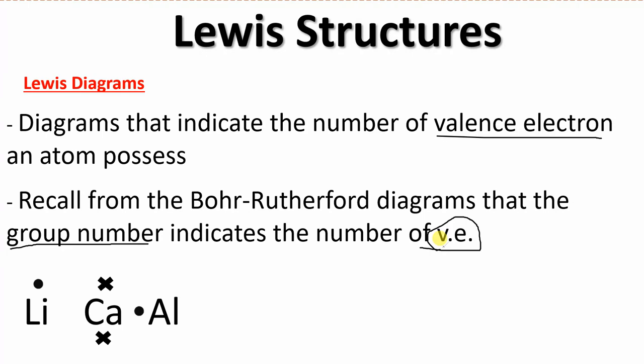Aluminum's in group 3. It has three valence electrons. Notice they are again not together. Carbon's in group 4, so it will have four valence electrons. Now, something a little unusual is going to happen when we get to group 5, and nitrogen's an example. We're going to put our four in, and then when we go to do our fifth one, we're going to pair it up.